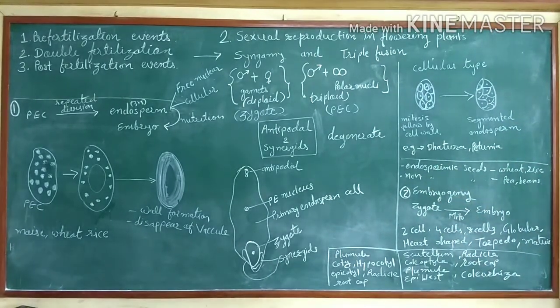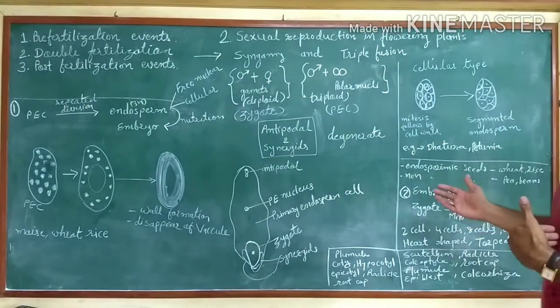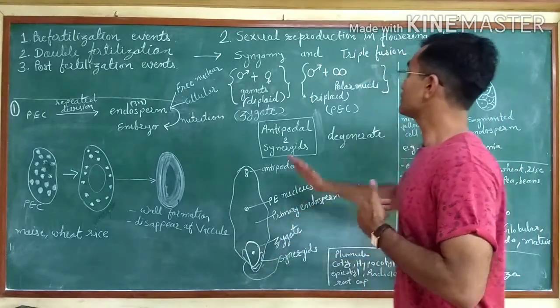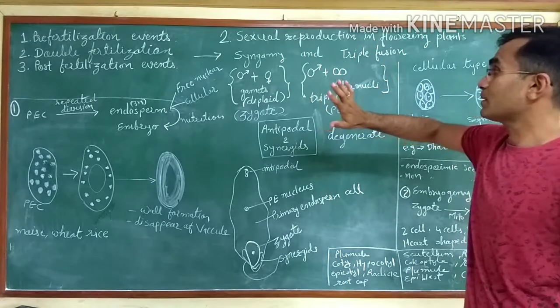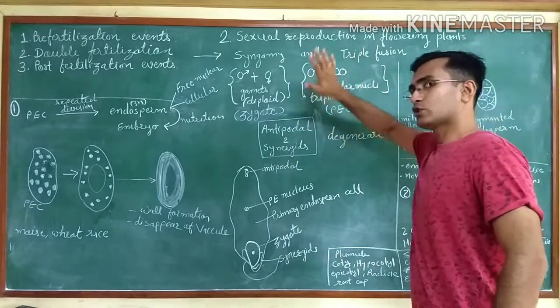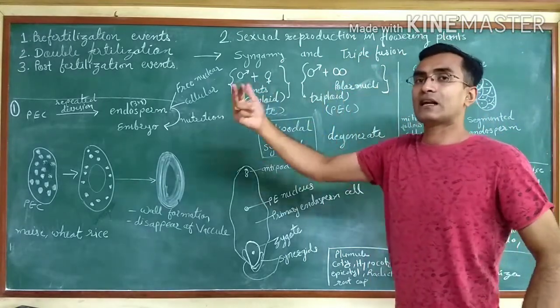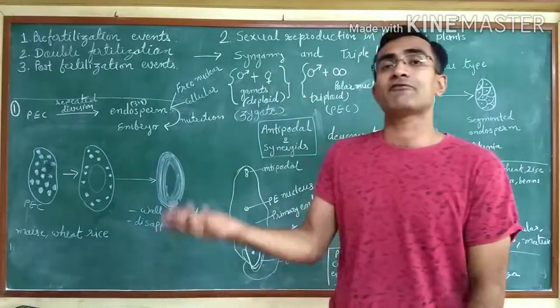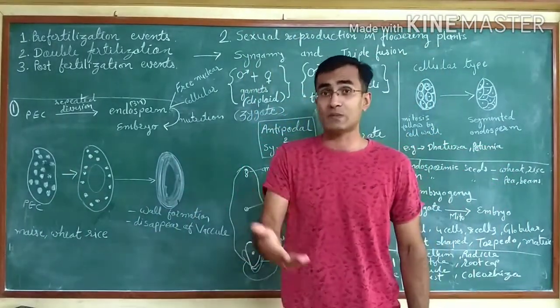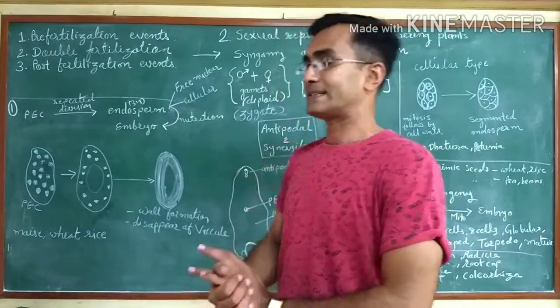Now we will understand embryogenesis. Okay, this was the first part, about the primary endosperm cell to endosperm formation. As I discussed, seeds having endosperm are called albuminous seeds, and seeds not having endosperm are called non-albuminous seeds.